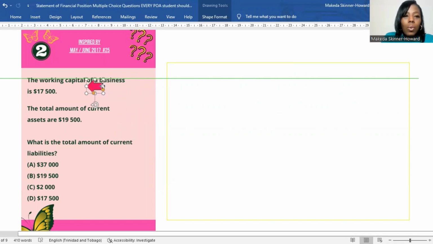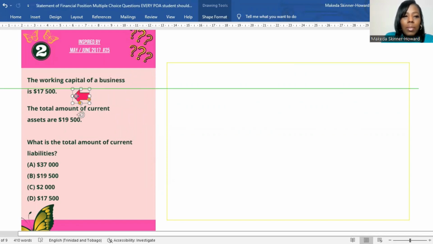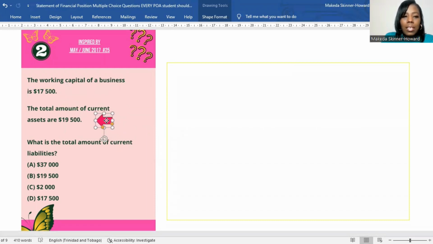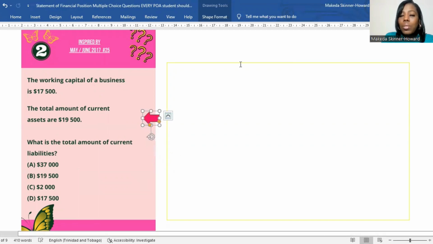Let's look at another model question, which is inspired by May-June 2017, number 25. This one says the working capital of a business is $17,500. The total amount of current assets is $19,500. What is the total amount of current liabilities? And we have a couple options here. So what do we do? How do we find the total amount of the current liabilities?